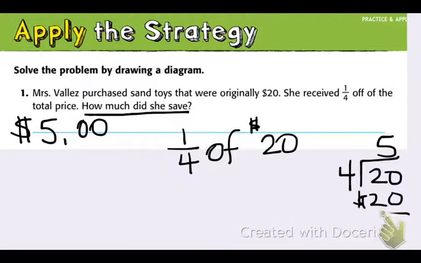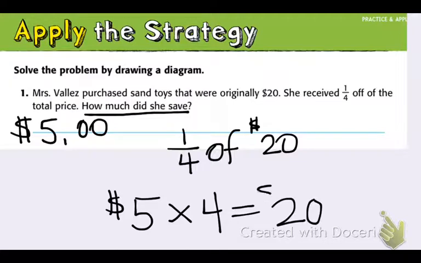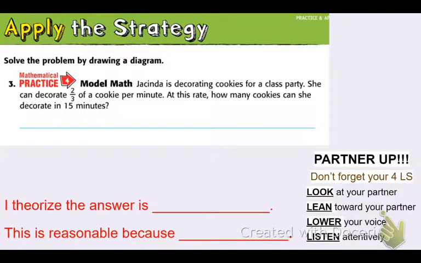Can I see if it's reasonable? Well, it says she has 1/4 off of the total price. So if I have $5 and I multiply that by 4, it does make sense because it equals $20, the old cost of the toys. So she did save one part, which is $5 off the toys. It makes sense. All right, solve the problem.